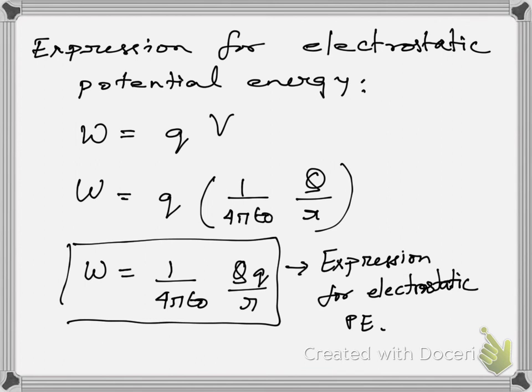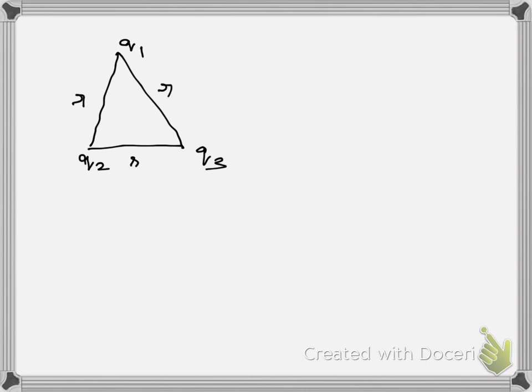Now this expression can be used for solving various numericals. For example, three charges Q1, Q2 and Q3 are located on the three vertices of an equilateral triangle. So what will be the total potential energy of the system? Or the question may be put in this way: what will be the energy spent to construct this system? So here you just need to calculate the electrostatic potential energy between the three charges Q1, Q2 and Q3.